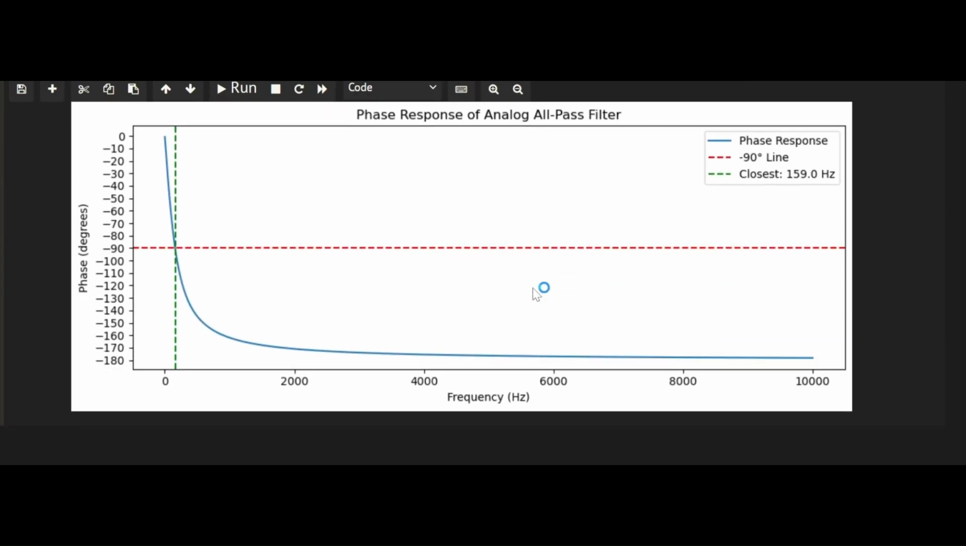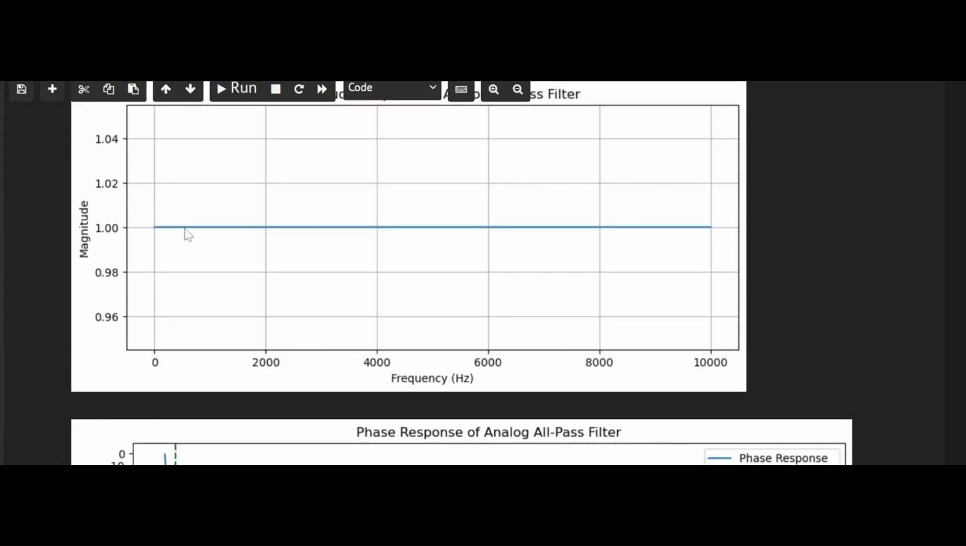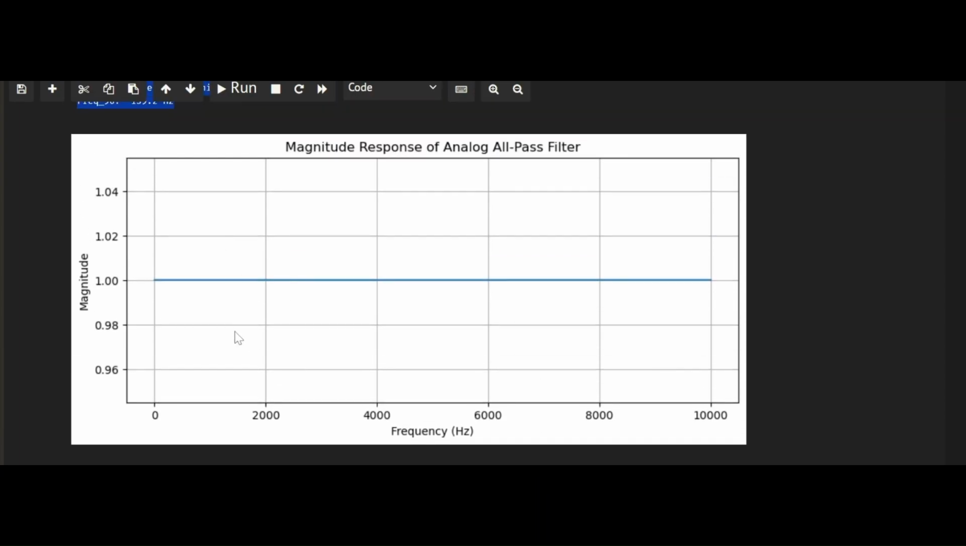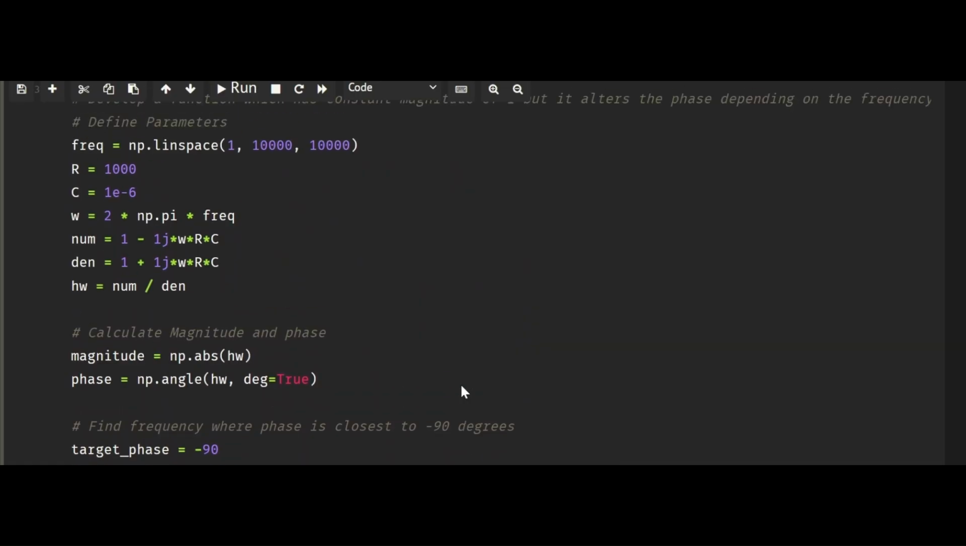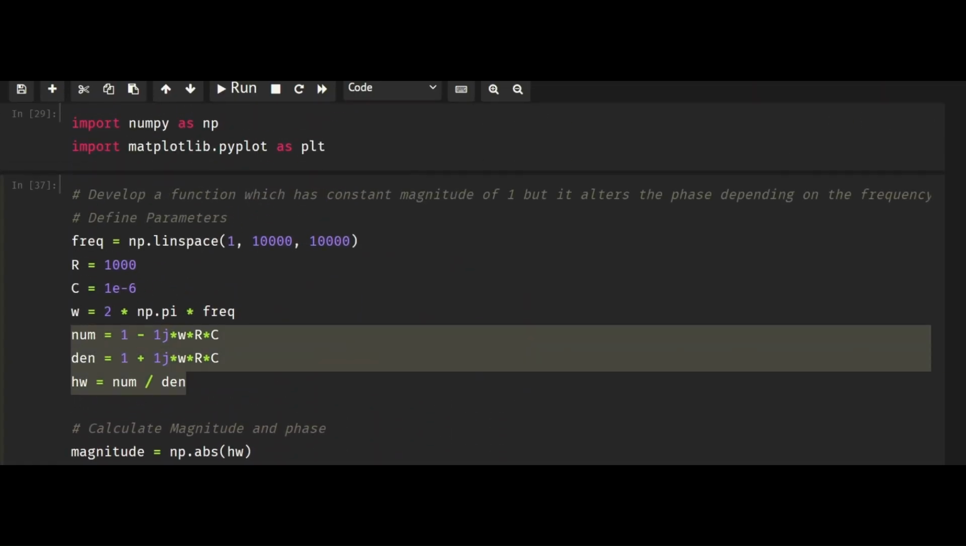So the takeaway here is that the function we have defined is a very beautiful one in the sense that it allows all frequencies to pass. It doesn't attenuate or amplify any frequency. But when it comes to phases, it changes them from 0 degree to minus 180 degree, depending on what frequency you are at. For example, at 1 hertz you have almost no phase shift. But when you come to 159 hertz, you have minus 90 degree phase shift. And as the frequency keeps increasing, you converge towards minus 180 degree phase shift. So we have found a beautiful function which does this job.